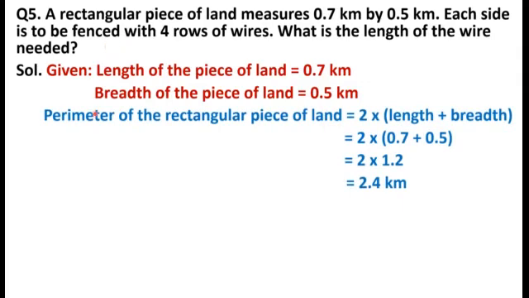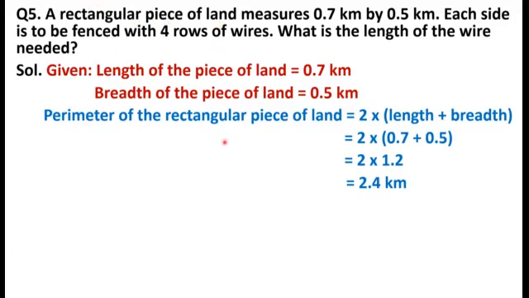So that means again we will find the perimeter of the rectangular piece of land, that is equal to 2 into length plus breadth. So substitute the value of length and breadth in this. So that is 2 into 0.7 plus 0.5. When we add 0.7 and 0.5, we get 1.2. So 2 into 1.2, we get 2.4 kilometer. Okay, 2.4 kilometer is the perimeter of this rectangular piece of land.